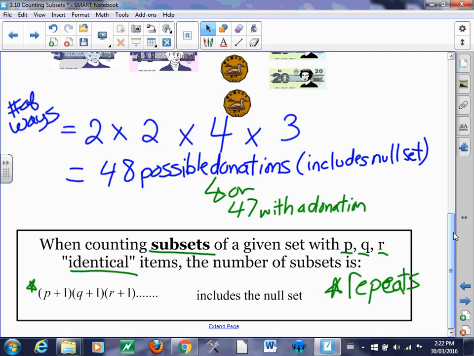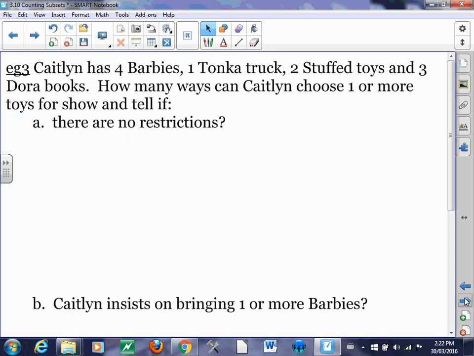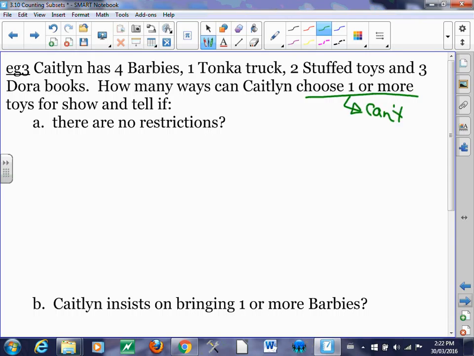Okay. Moving on. Caitlin has 4 Barbies, 1 Tonka truck, 2 stuffed toys, and 3 Dora books. How many ways can Caitlin choose 1 or more of the toys? So if it says 1 or more, that tells me that you can't have the null set, right? So that means you're going to have to subtract 1 when you're done. Okay? All right. So let's figure out how we have this.